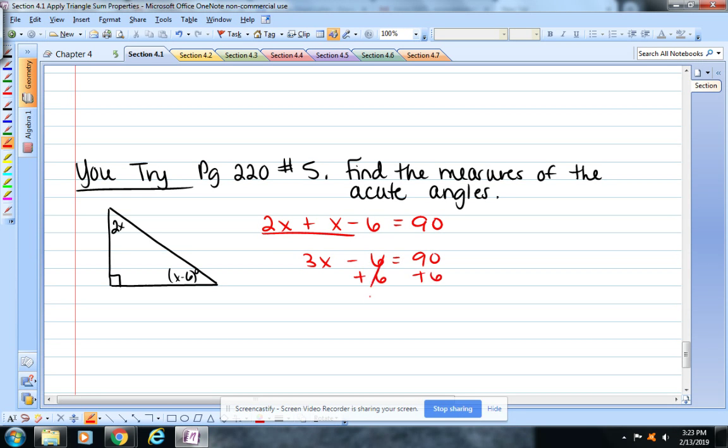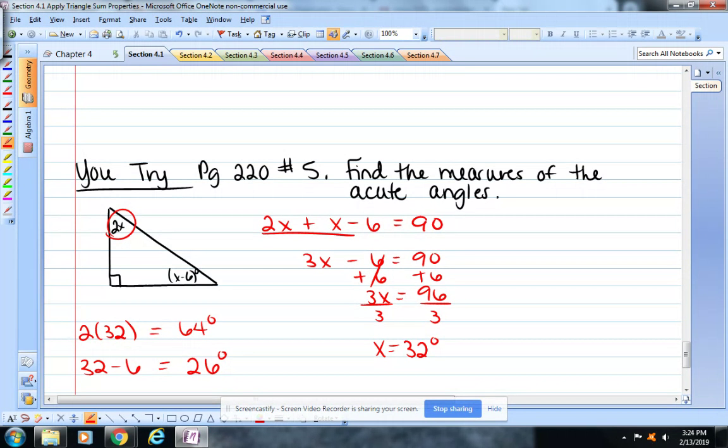Add 6. 3x equals 96 degrees. Divide by 3. 96 divided by 3 is 32 degrees. So to find the two acute angles, I'll just plug those in for x. One of them is 2x. So 2 times 32 is 64 degrees. Now you could say 90 minus 64 to get this bottom one, or you could go ahead and say 32 minus 6, because x is 32, and that is 26 degrees. So those are my two acute angles for that triangle.